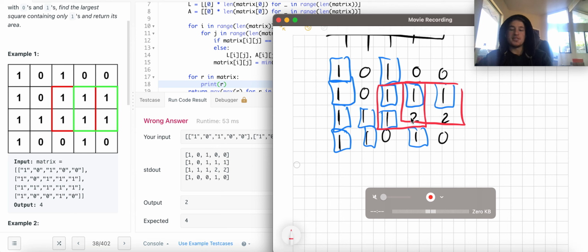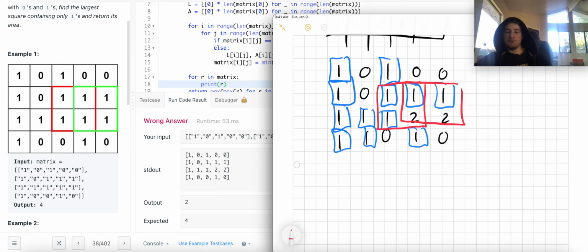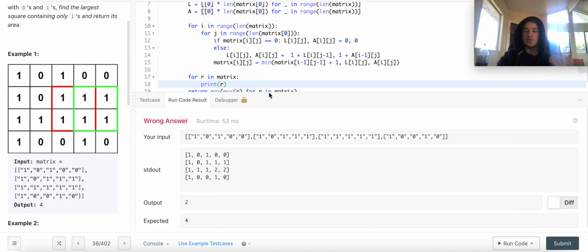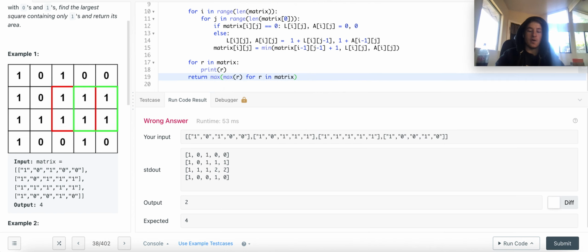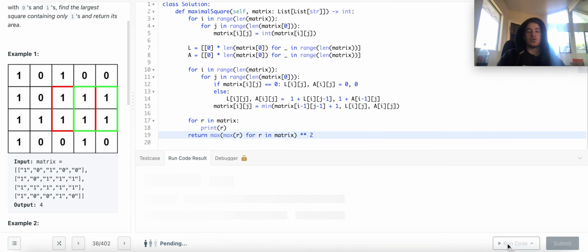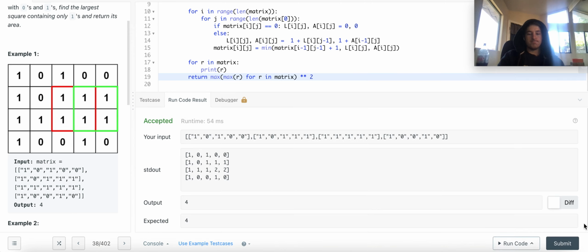But this is telling us there's a square with length 2 and height 2. Now, if you've taken geometry or whatever, you know, that's the length of the square, but we want to return the area of the square because that's the number of ones within the square. So to find the area of a square, you just take the side length and square it. Right, so all we have to do is take that max and then square it at the end, and we should get the right answer. Okay.